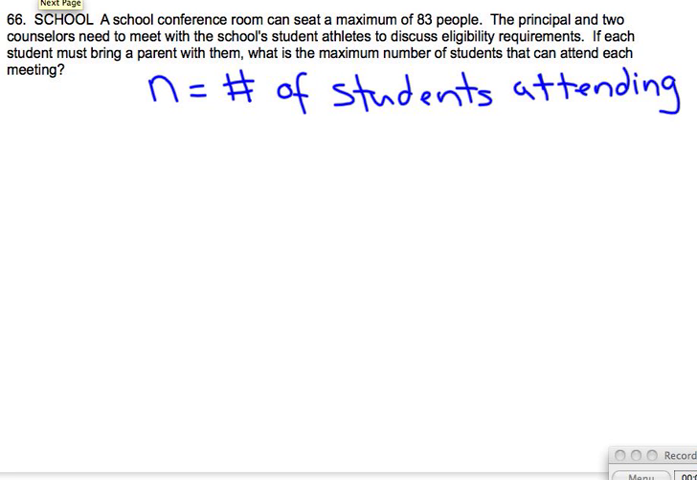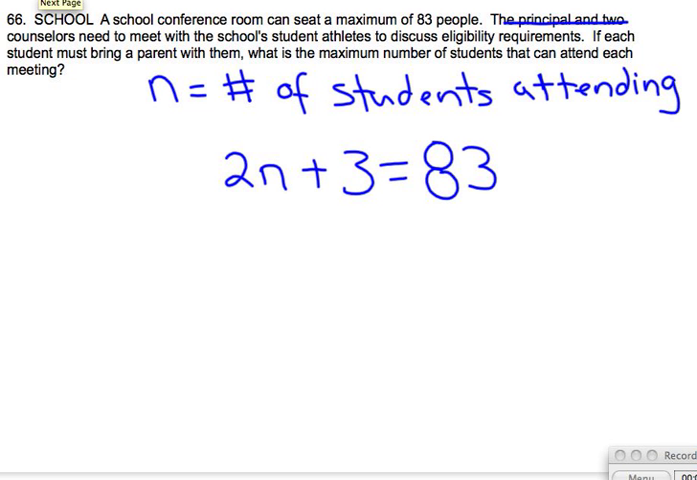Now we need to come up with an equation. Each student has to bring a parent. So that means it's the student and the parents. That's a 2N. We have the principal and 2 counselors, so that's 3 more people in the room for a total of 83 people. We can't go over that 83. So for the N, it's how many students. We double it because it's the student and a parent, plus the 3 being from the principal and the 2 counselors.